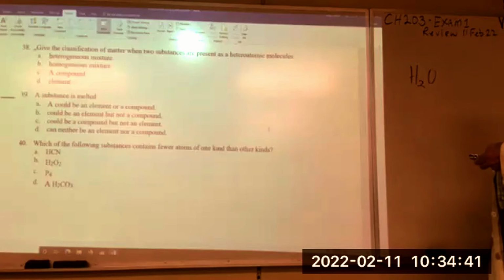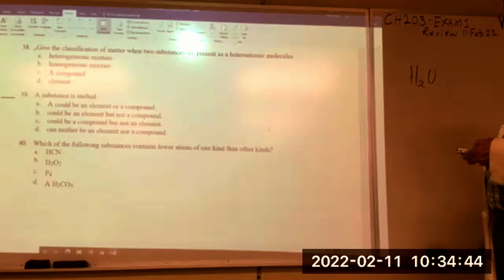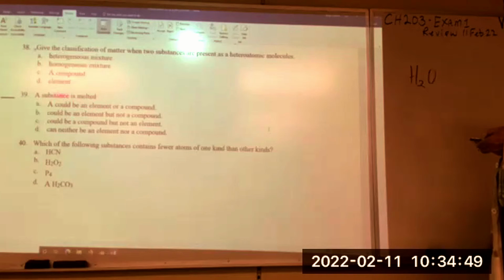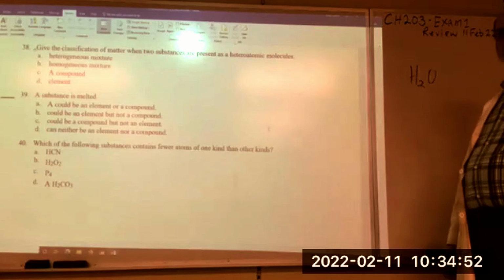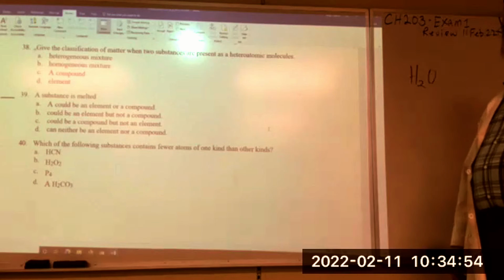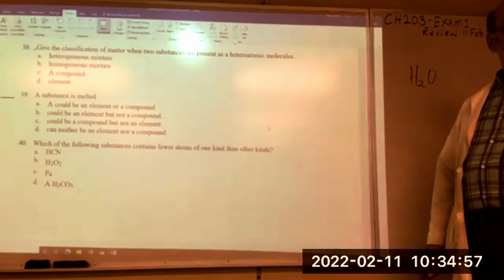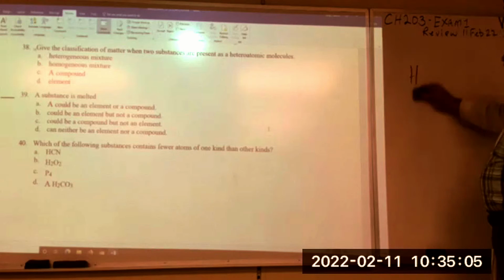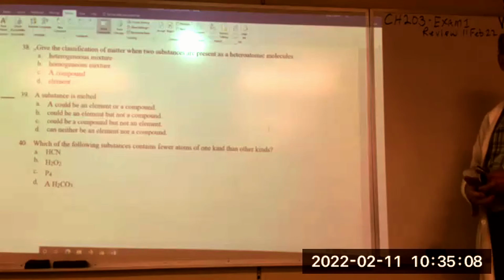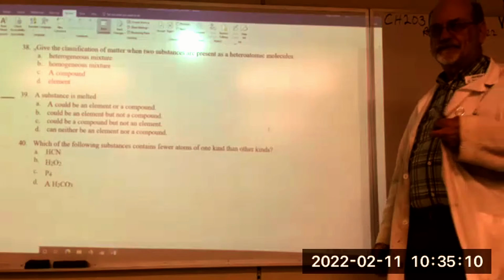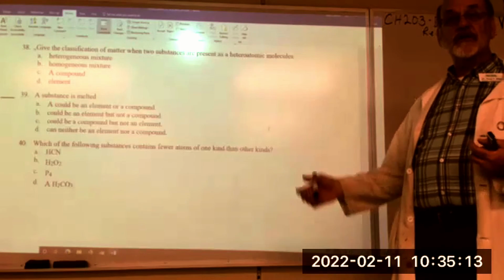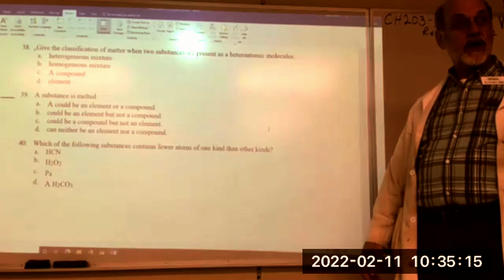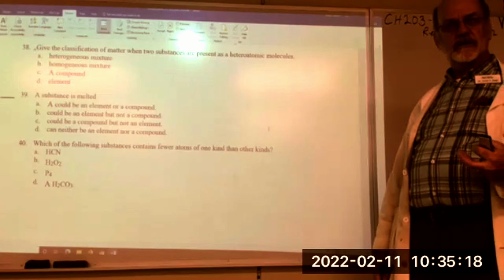Okay, a substance is melted. Could be an element or a compound. Yeah, that's true. Right? You can melt sodium. You can melt sodium chloride, if you get it hot enough. In fact, there's some industrial applications of liquid sodium chloride, as a heat transfer medium. So liquid salt is circulated through nuclear reactors in some instances because it's a very efficient heat transfer medium.